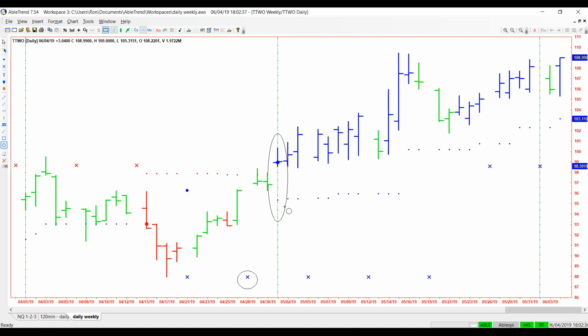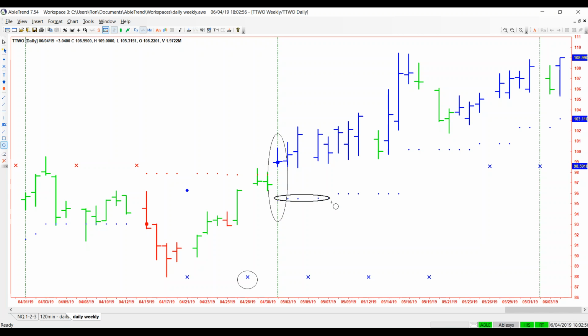What that means is you have 3 different Able Trend algorithms and 2 different time frames, all agreeing at that exact time to take the trade. It really lowers our risk because it means the odds are greatly stacked in our favor. Blue bar, blue dot, blue X.